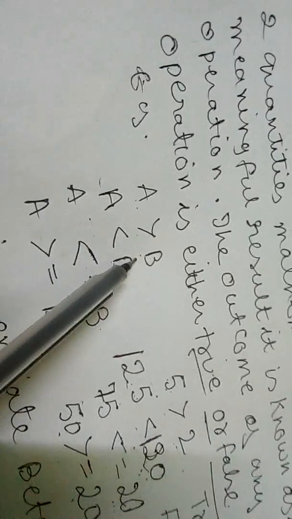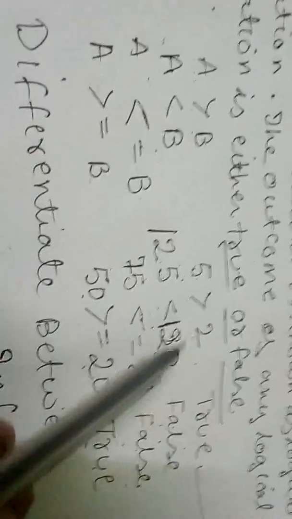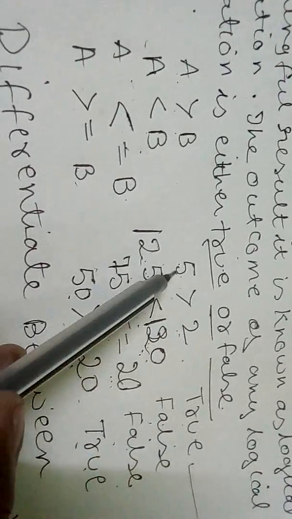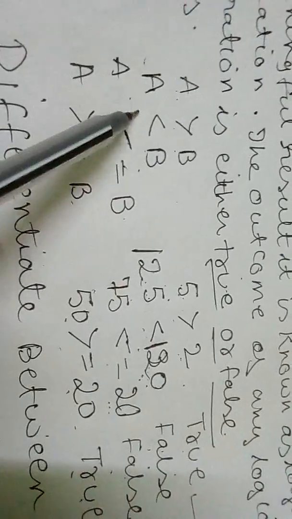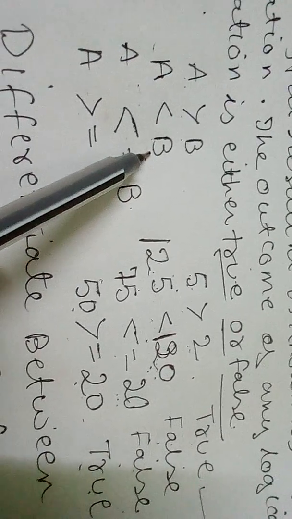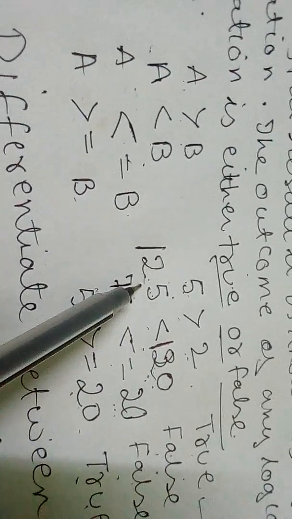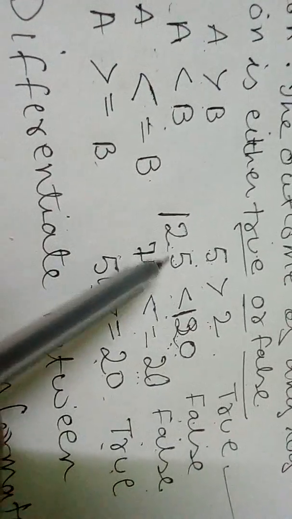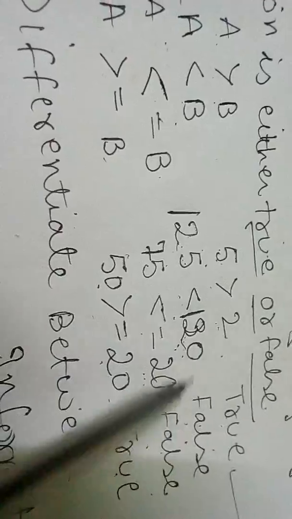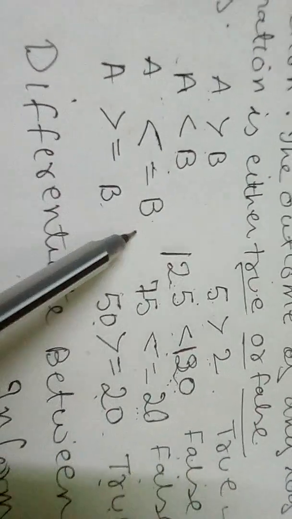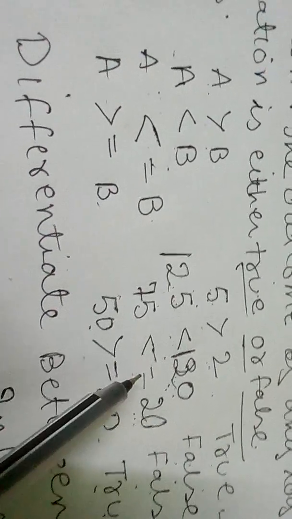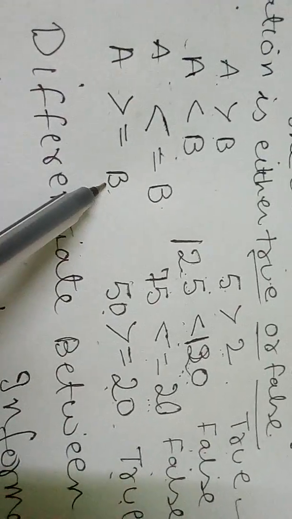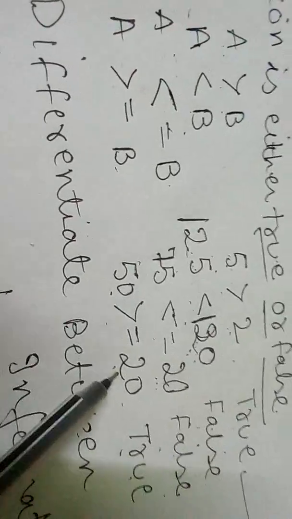Example, a greater than b. If a is greater than b, then it will be true. Here you see 5 greater than 2. 5 is greater, so true. Then a less than b. Here a is 125, less than 120? False, because 125 is greater than 120. Next, a less than or equal to b, that is 75 less than 20. False. Next, a greater than or equal to b. So a is greater than b.